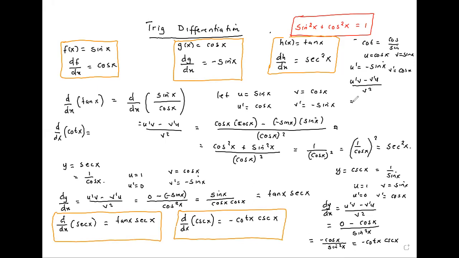That is u prime is negative sine multiplied by v, which is sine, so we'll have negative sine squared x. And then v prime multiplied by u cos, that will be plus cos squared x over v squared, which is sine squared x.